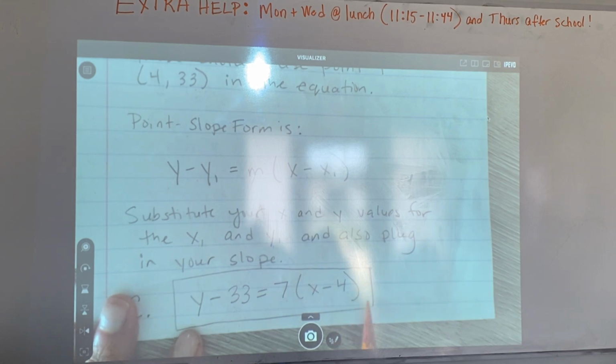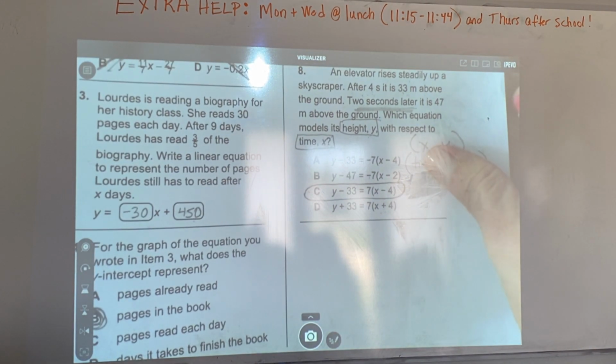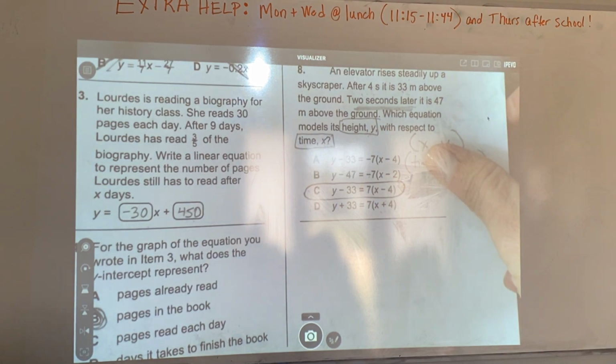Do we have to solve it or put it into slope-intercept form? No, because our answer choices are in point slope form, so we just have to match it. And that's it. If that went a little too fast, just know that this is being filmed so you can watch it later as your own video.